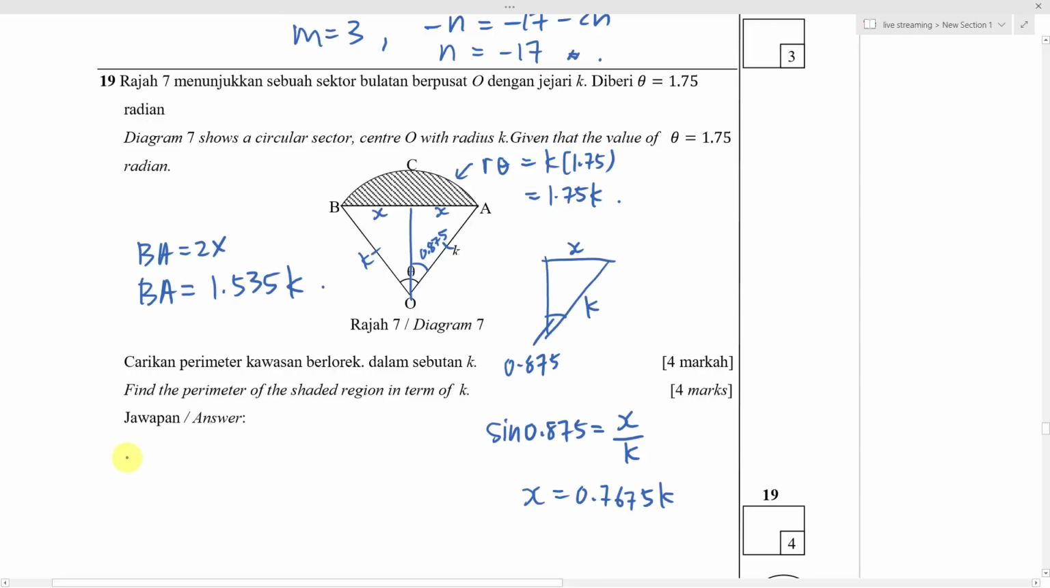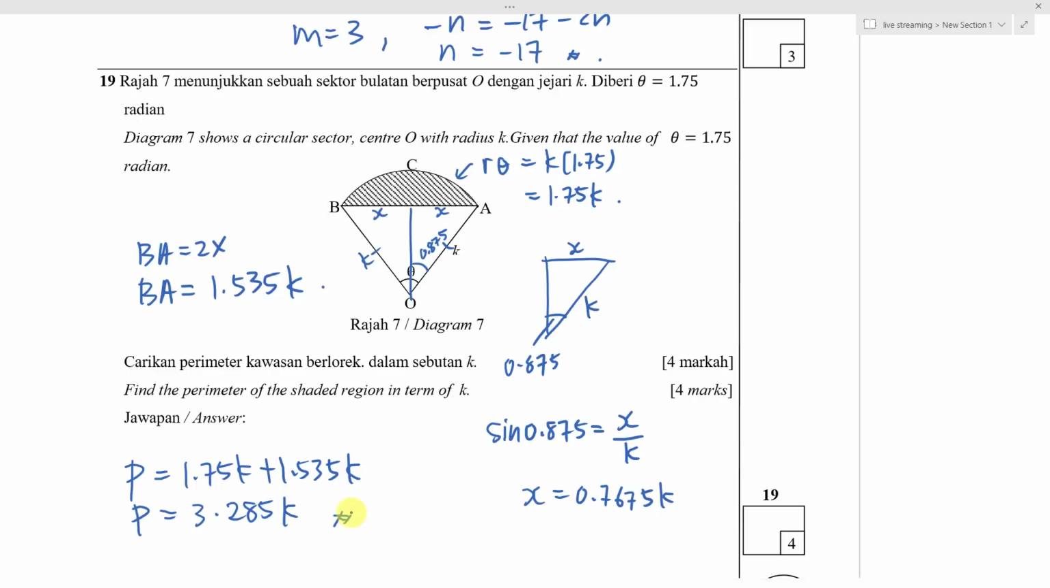So it's 1.535k. Alright, so the perimeter of the shaded region is 1.75k plus 1.535k. So I plus 1.75, and then I have P equals 3.285k. Alright, quite simple. Make sure you know how to do the SOHCAHTOA. I see a lot of n equals to 6. Question 18, n equals to 6.